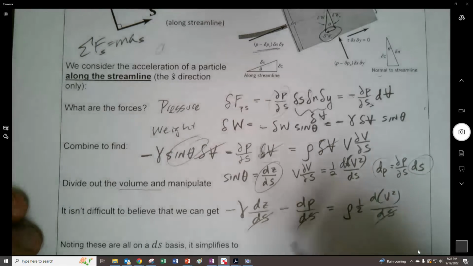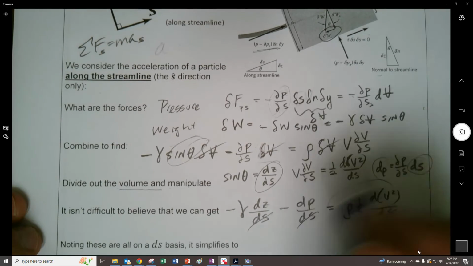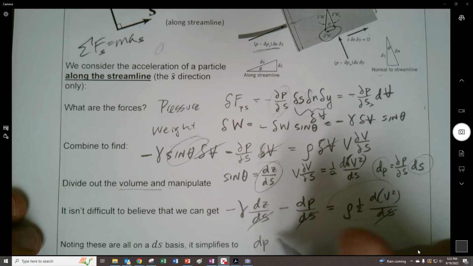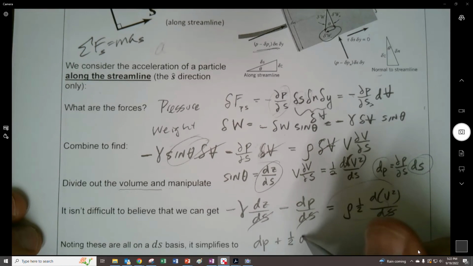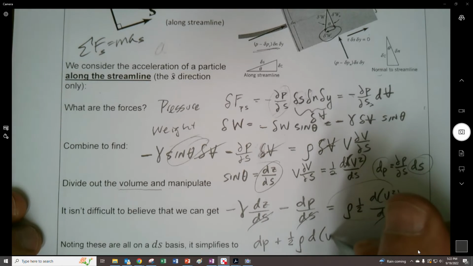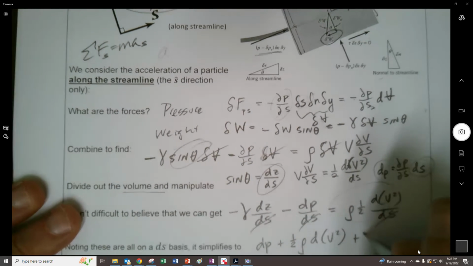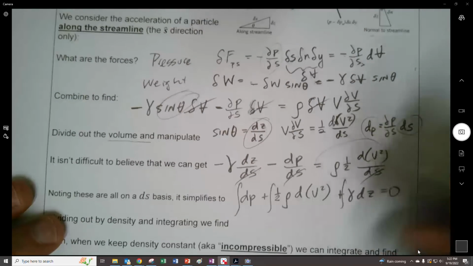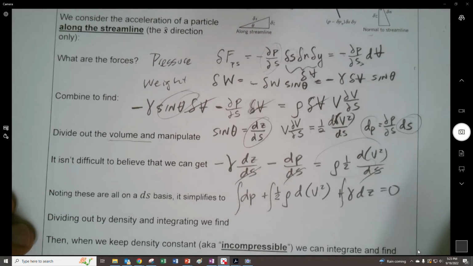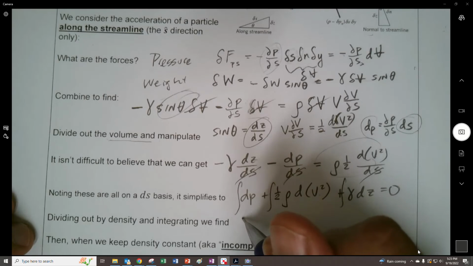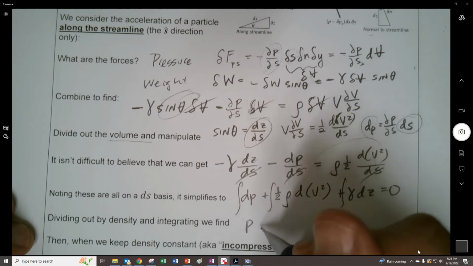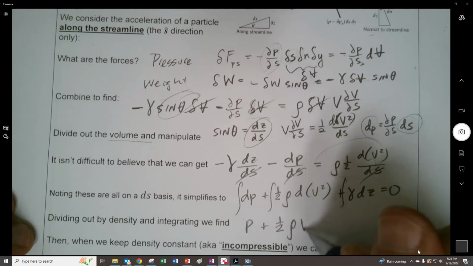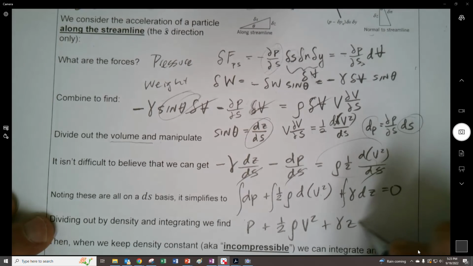So rearranging yet again, and then bringing this over to the other side, we could say dp plus 1/2 rho dv squared plus gamma dz is equal to 0. And then let's just integrate that thing. Integrate all of them. And what we're left to find is that P plus 1/2 rho V squared plus gamma Z is equal to a constant.